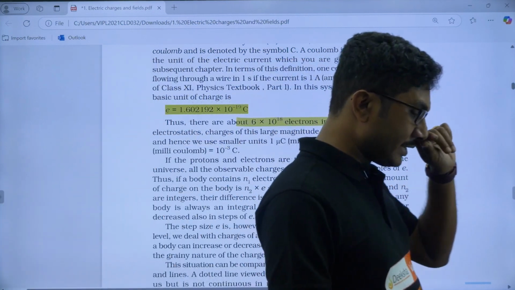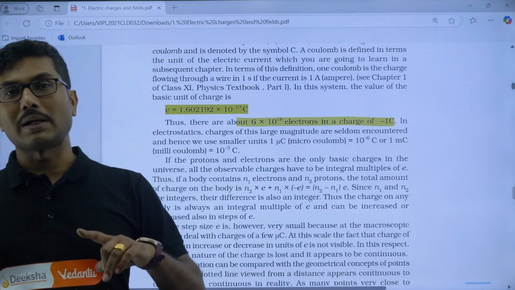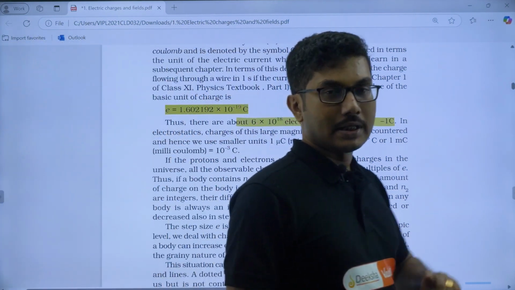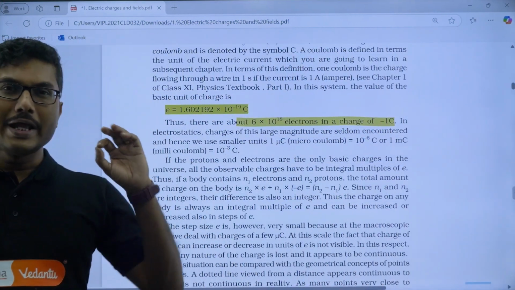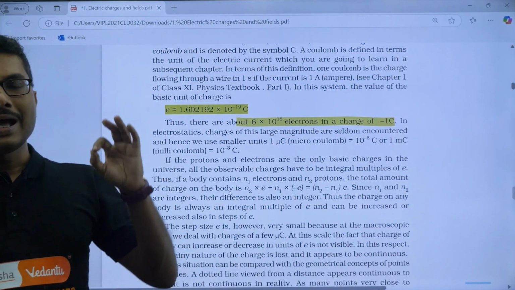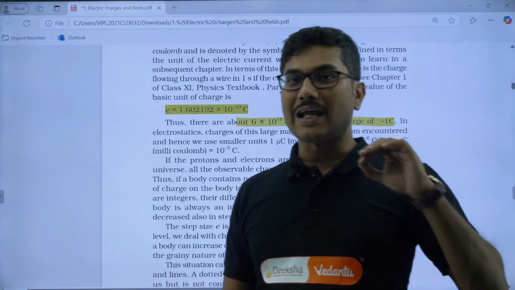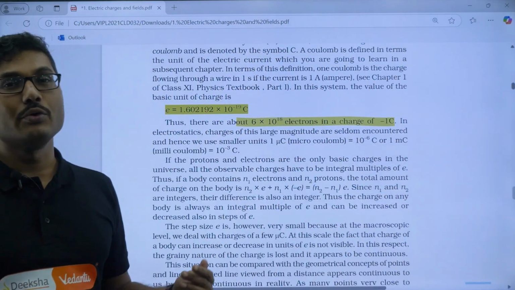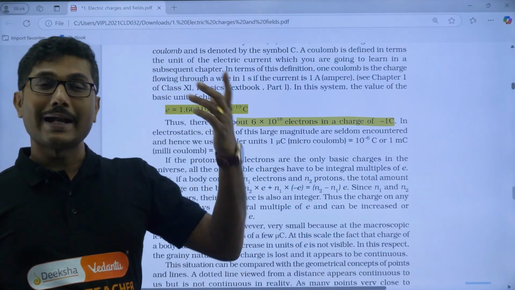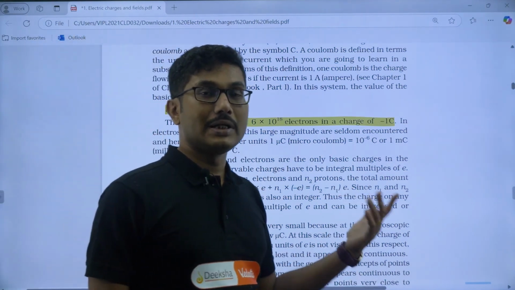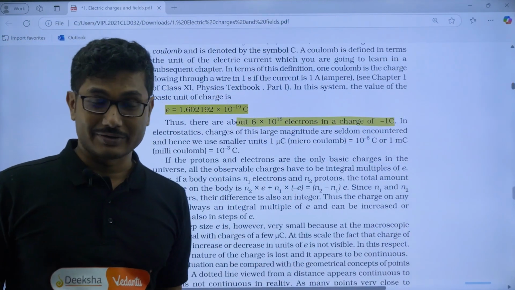Now, there is an objective question which comes to my mind. An object is charged with plus 1 coulomb charge. Understand this. To do that, we have to, number 1, remove 6 into 10 to the power of 18 electrons; number 2, add 6 times 10 to the power of 18 electrons; number 3, add some other number of electrons, maybe 3 into 10 to the power of 18 electrons; or 1.6 into 10 to the power of minus 19 electrons. That is a very common choice.